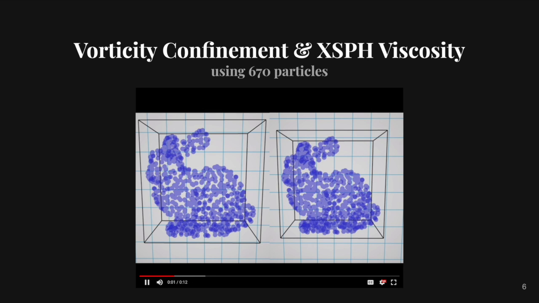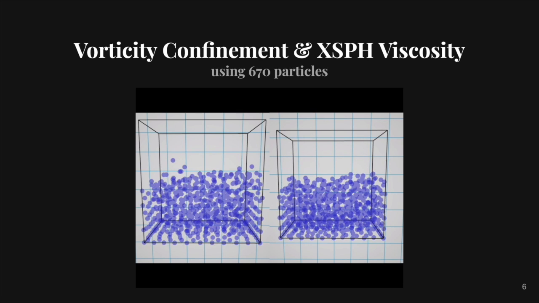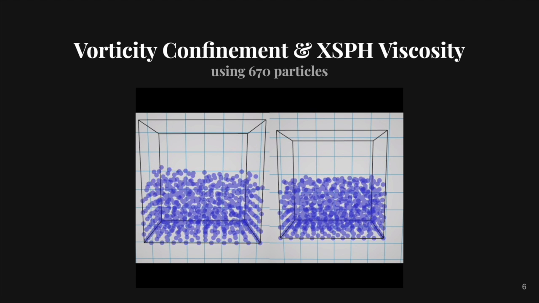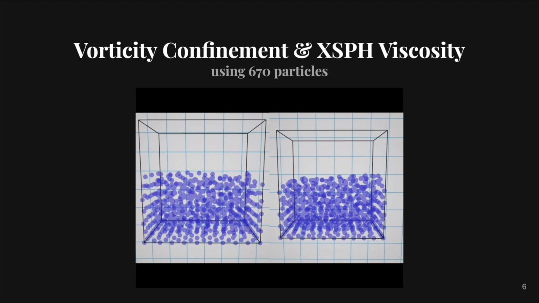And here's a side-by-side comparison of two simulations, one with and the other without vorticity confinement and viscosity, the left side being the one without. But you could tell on the left side that the particles move a lot more, and there's also a little weird behavior on the far left side.